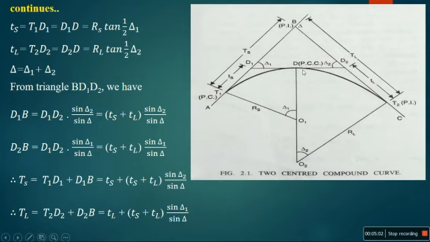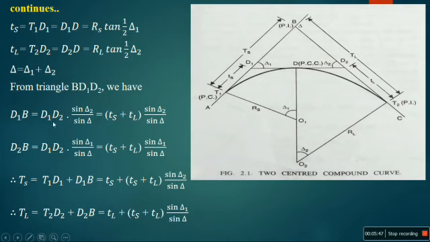Here we know the length of this one, similarly the length of this one. We know these two angles, delta 1 and delta 2. By using delta 1 and delta 2, we can easily calculate the angle of this one. Now in this triangle, we know the length of D1 to D2, that is small ts plus small tl. Applying the sine rule, you can get the lengths of D1 to B as well as B D2. Clear?